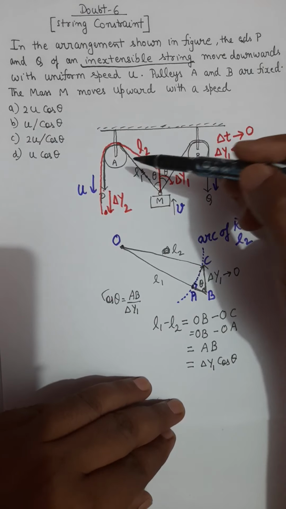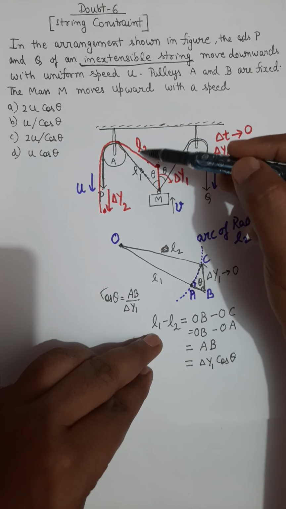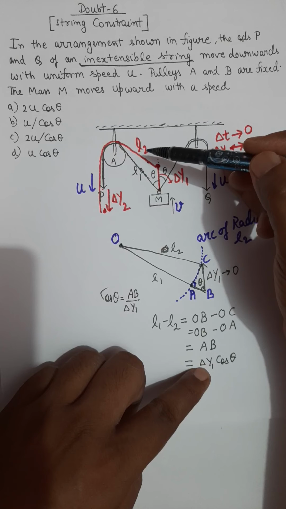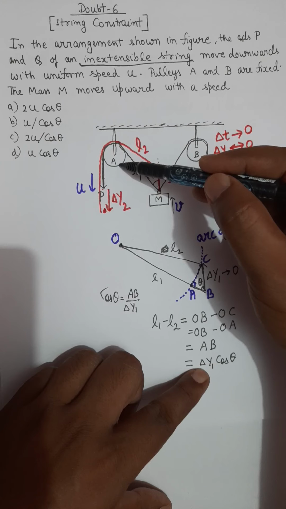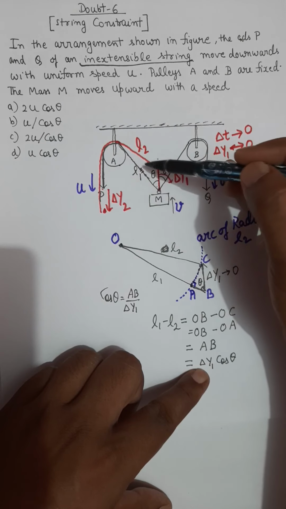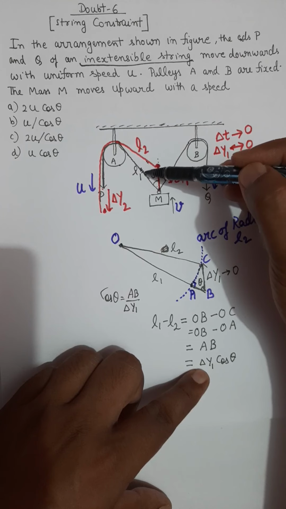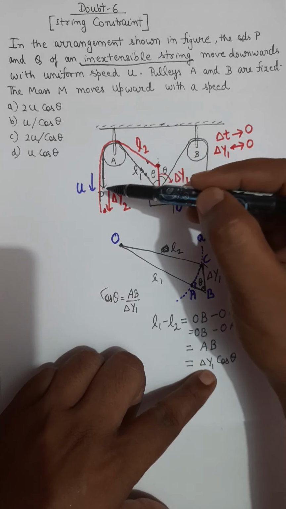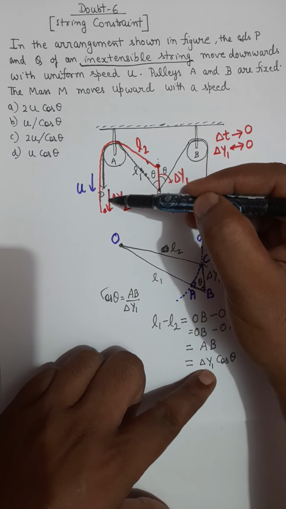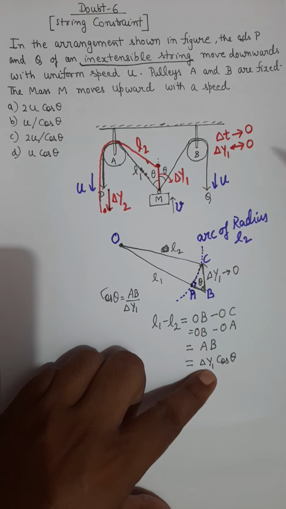What does it mean now? What does it mean by finding L1 minus L2? By finding L1 minus L2, which is delta y1 cos theta, we came to know that the length of string on this pulley, the length of string on the right side, which was initially L1 and now L2, has decreased. This length of string has decreased by the amount delta y1 cos theta. So on the other side of pulley, the length must increase by the same amount. Reason: the string is inextensible.